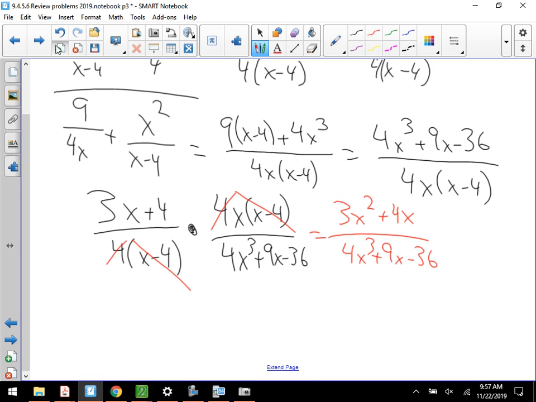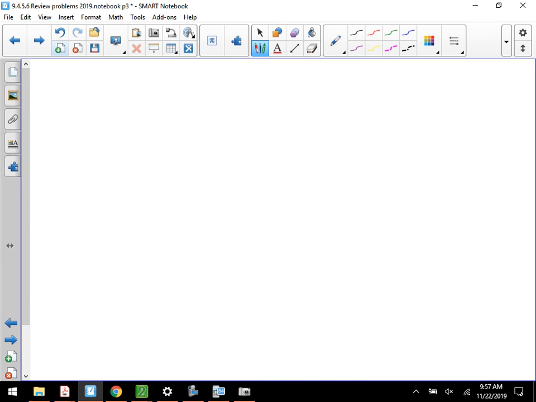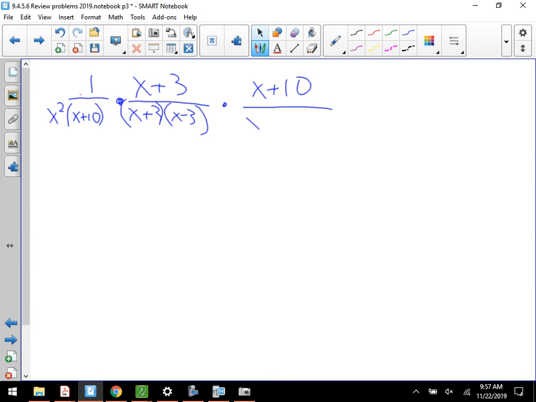All right, so 15 that's crooked on the bottom of the sheet from yesterday. We have 1. I'm going to factor it as I go. So I have 1 over x squared, x plus 10. Now it says divide by, so I'm going to flip this fraction right away, times x plus 3 over x plus 3, x minus 3. And then it's times x plus 10 over x plus 5, x plus 2.